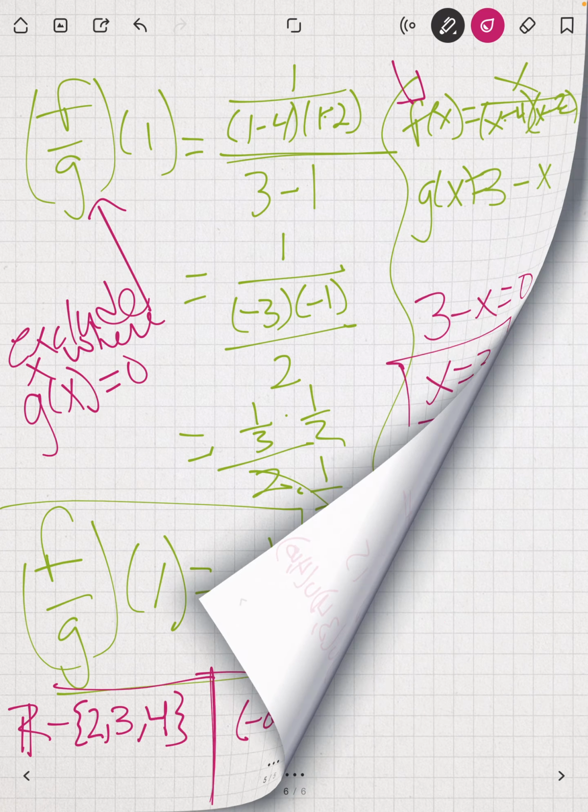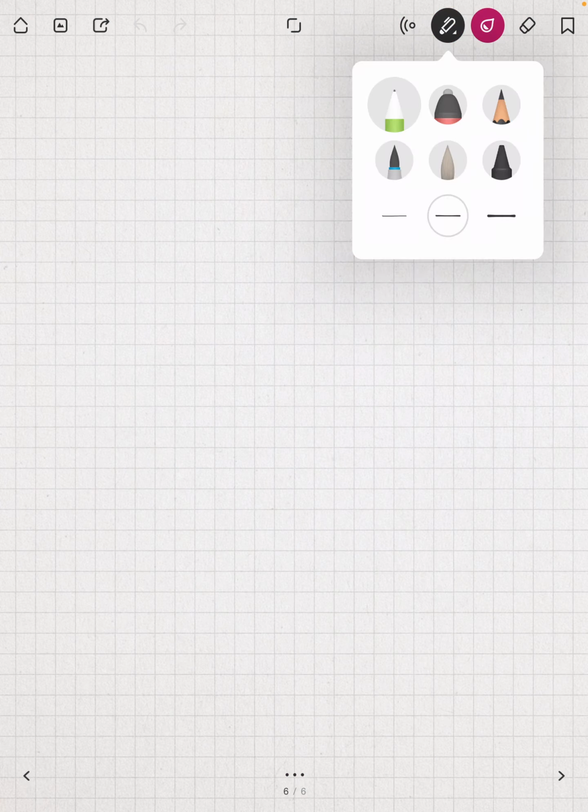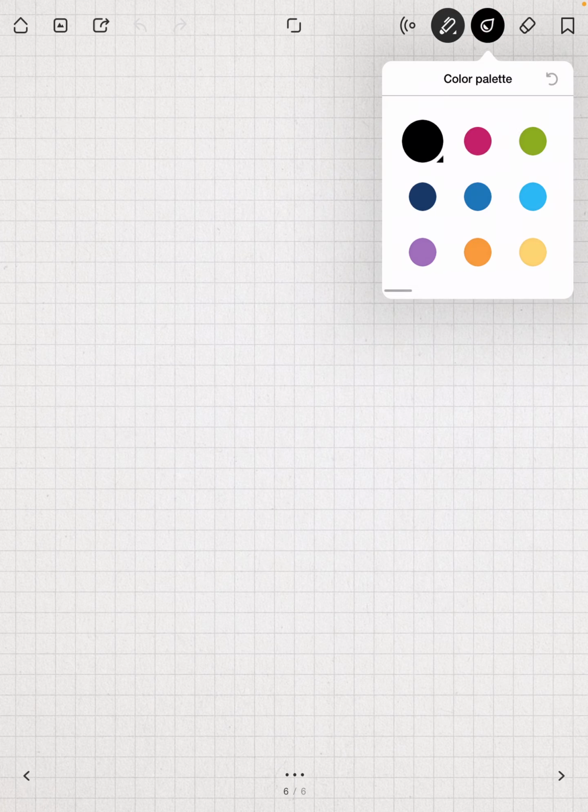Now, that more or less covers this notion of combining functions. We can add, subtract, multiply, and divide functions, but we have to be careful when we divide by a g of x. g of x can't be 0. And so now that we've covered that part, we can move on to composition.